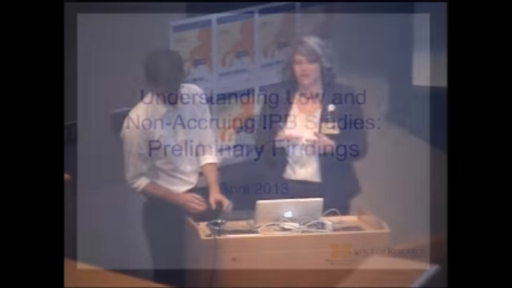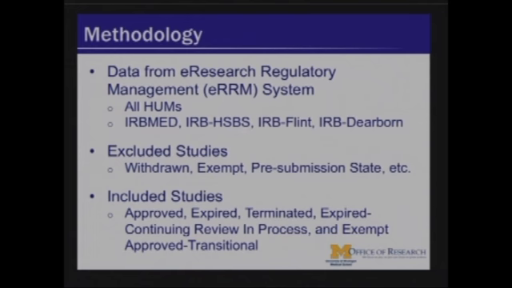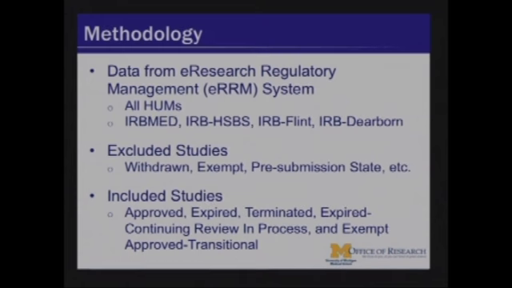Good afternoon. I'm Jessica Durkin. This is Caleb Smith. We wanted to talk to you today about some of the work we've been doing around understanding low and non-occurring IRB studies. So this is very early work, and so we titled it Preliminary Findings because we still have a little bit more work to do. In working with Caleb, he has a joint appointment with the eResearch ITS team on main campus and with the Office of Research, and so he has been digging down deep into the data in eResearch regulatory management to help us understand where our studies stand with enrolling patients.